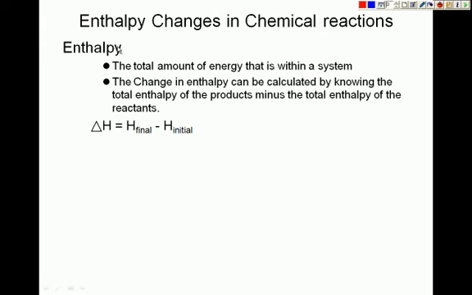Now let's talk about some enthalpy changes in chemical reactions. Again, enthalpy is the total amount of energy that is within a system. The change in enthalpy can be calculated by knowing the total enthalpy of the products minus the total enthalpy of the reactants. So let's take a quick little graph of this. On the y-axis we have something like energy in a system, and here we have time, or in other words, reaction proceeds.